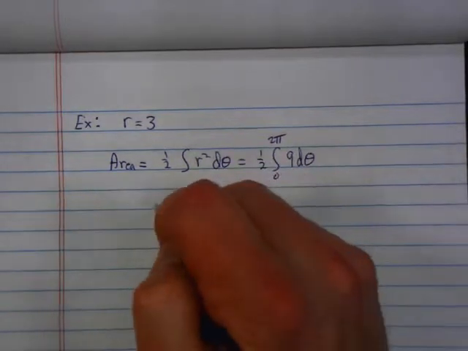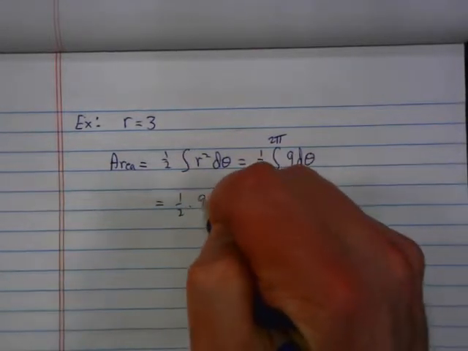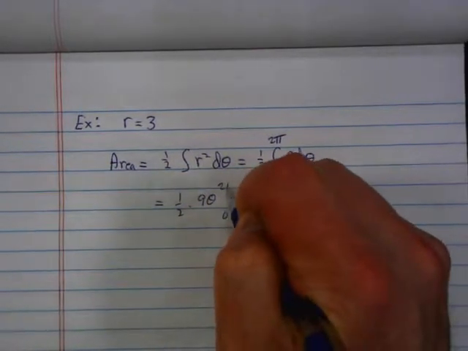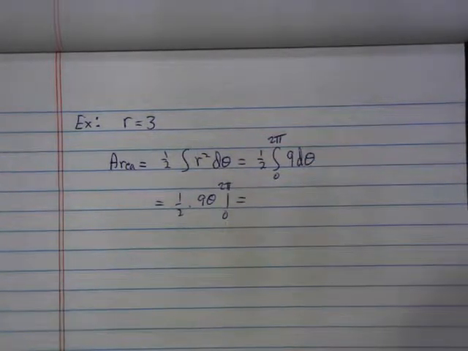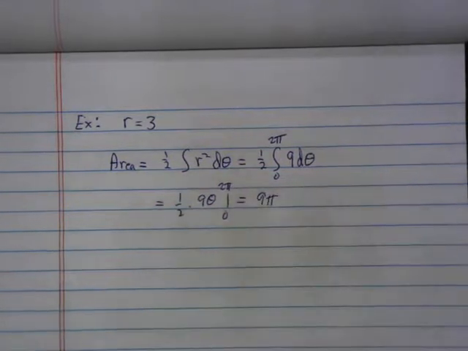All right. What's the antiderivative of 9? 9 theta. So we're going to have 1/2 times 9 theta, and we've got to plug in 0 and 2 pi. When I plug in 2 pi, I get 18 pi divided by 2, that's 9 pi, minus when I plug in 0, I get 0. Did we get the right answer? We sure did, because the answer should have been pi r squared. We got pi r squared.